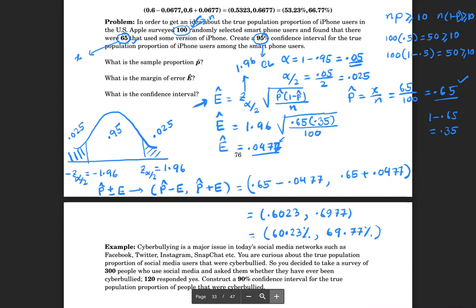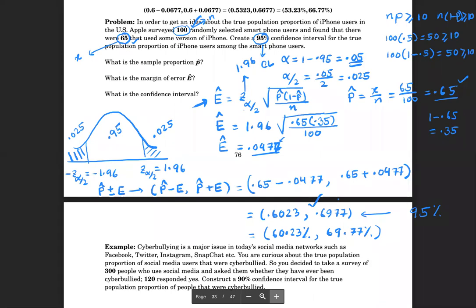Now you can see that it's so easy to find the confidence interval. Now this confidence interval that you have created, how confident are you in it? You are 95% confident that this interval is going to include the true population parameter or population percentage in this case. So the percentage of people that use iPhones in the US would fall between 60.23% and 69.77%.